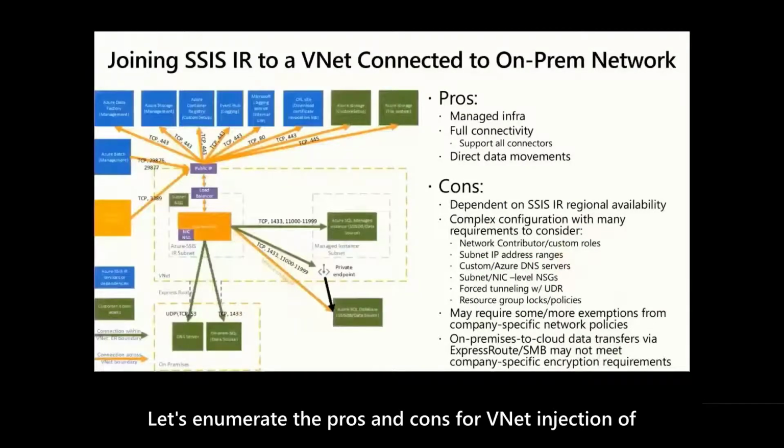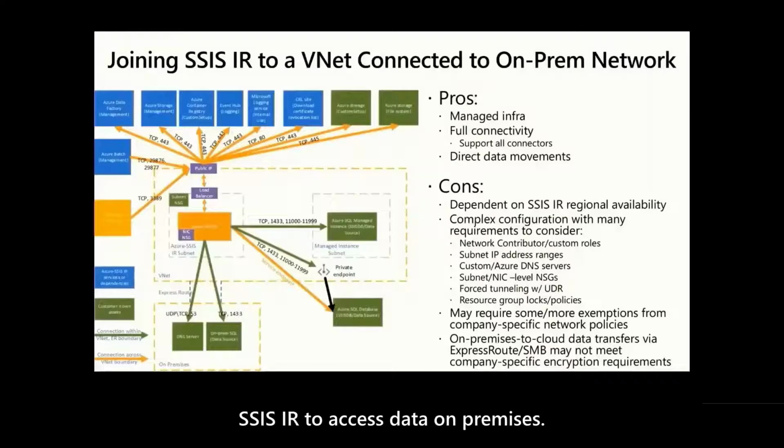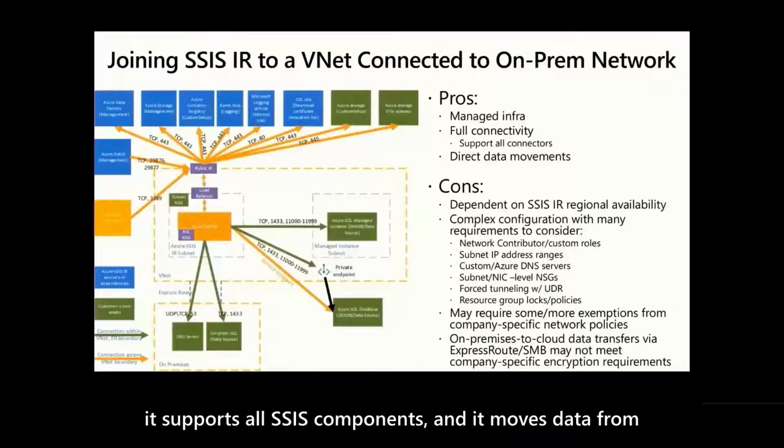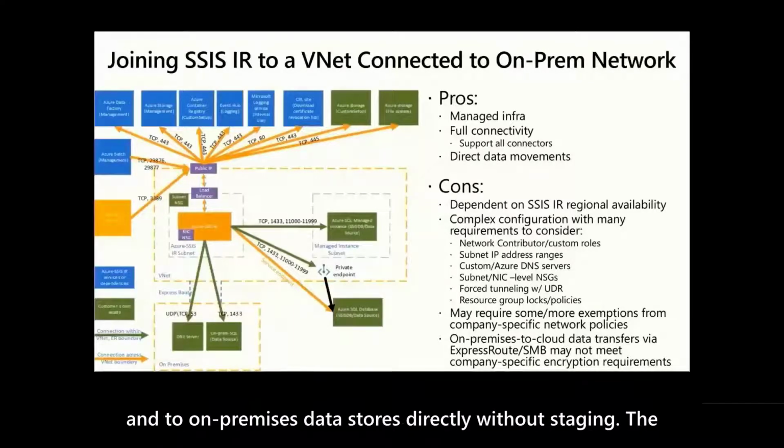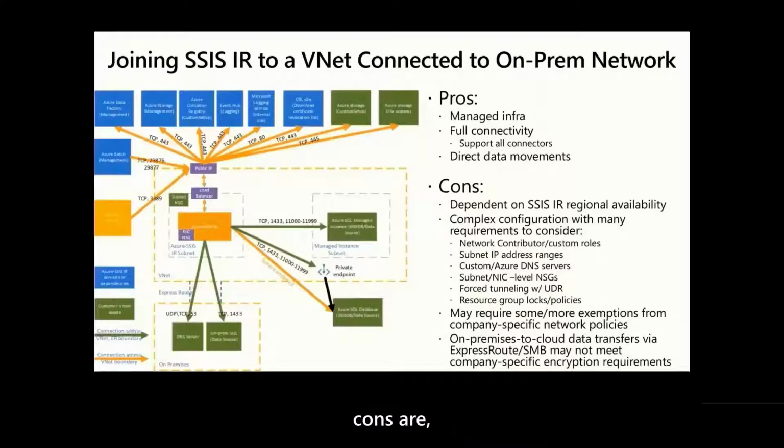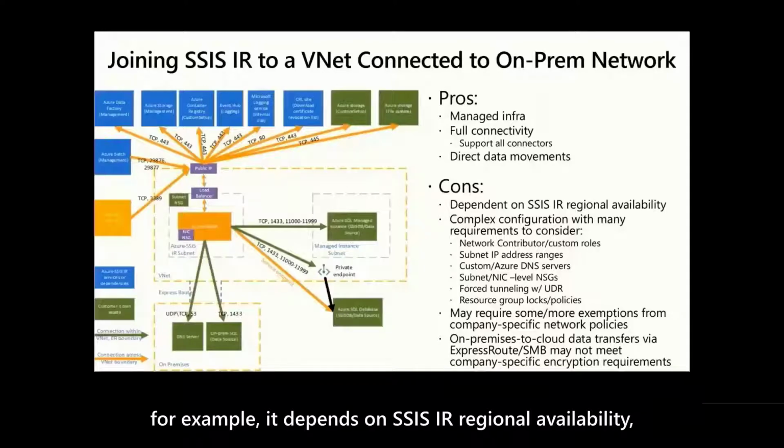Let's enumerate the pros and cons for VNet injection of SSIS IR to access data on premises. The pros are, for example, it uses SSIS IR, which is a managed infrastructure. It supports all SSIS components, and it moves data from and to on-premises data stores directly without staging. The cons are, for example, it depends on SSIS IR regional availability.